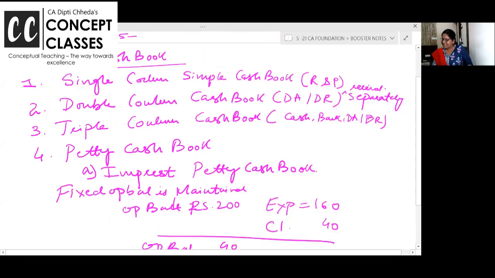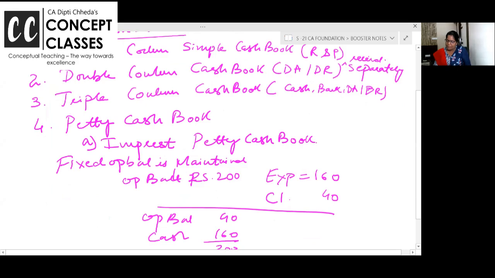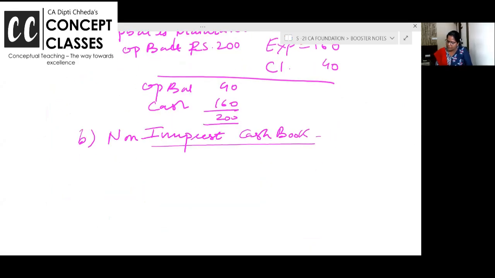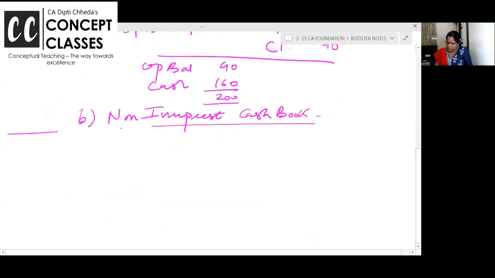Chalo. Let us go to our booster notes and write something. What is a single column cash book? Single amount column. What is double column? Discount allowed and received are separate. Triple column: cash, bank, discount allowed. Petty cash, tomorrow we will do. Right now, I want you all to write some notes. Write down notes.